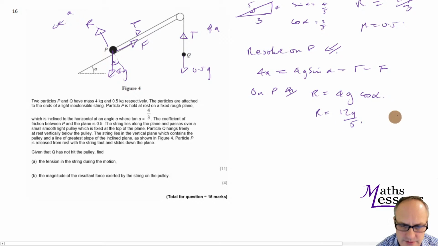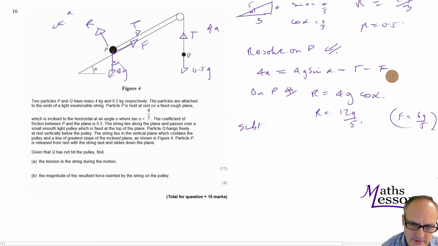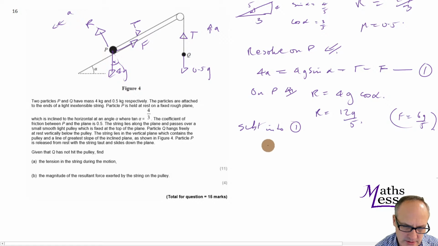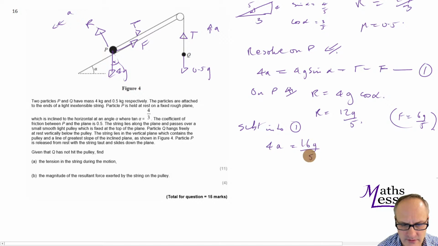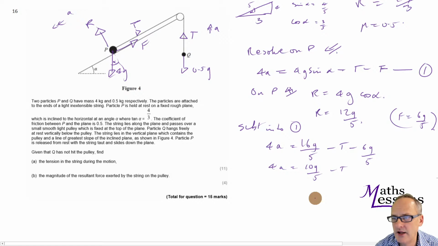Now we know that F equals mu R, so F will equal half of that, so F will equal 6G over 5. Let's substitute into equation 1. So that's meant to be a 1 there; let's rub that out and put a proper 1 in. Substituting into 1, we get 4A equals 4G sine alpha, which comes out to be 16G over 5, minus T minus G over 5. So that's going to give me 10G over 5, isn't it? So I get 4A equals 10G over 5 minus T, and I'm going to call that equation 2.